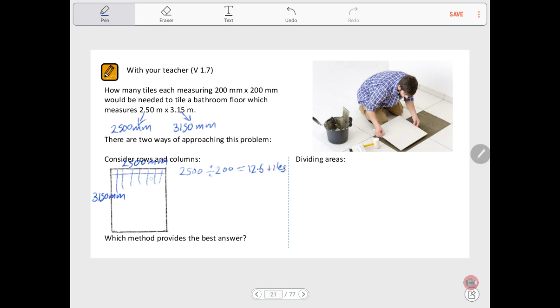And in a similar fashion, if I was to go vertically downwards, I could figure out how many I'd need vertically, and because they're square tiles, it's the same length. Divide that by 200 millimetres, and that gives me 15.75 tiles.